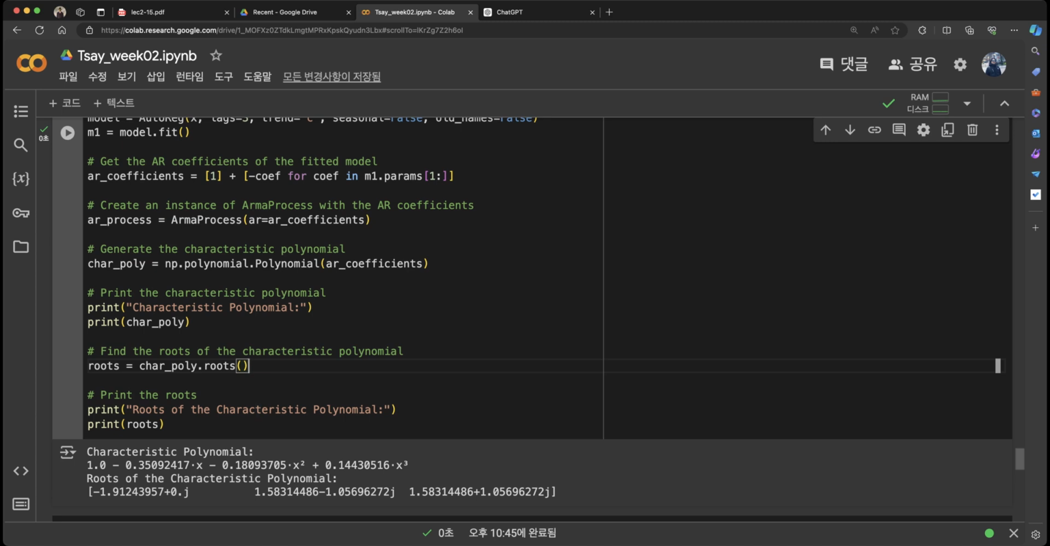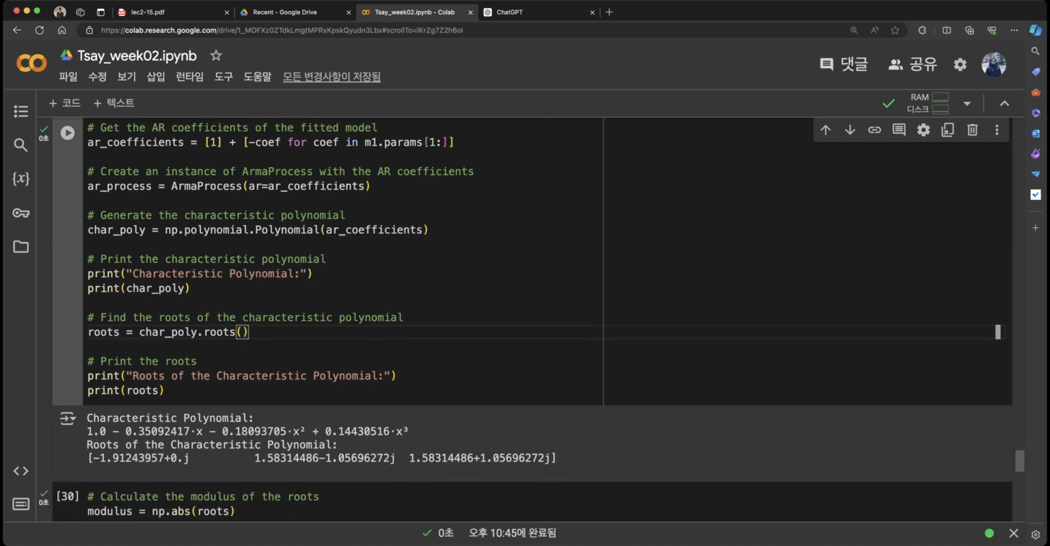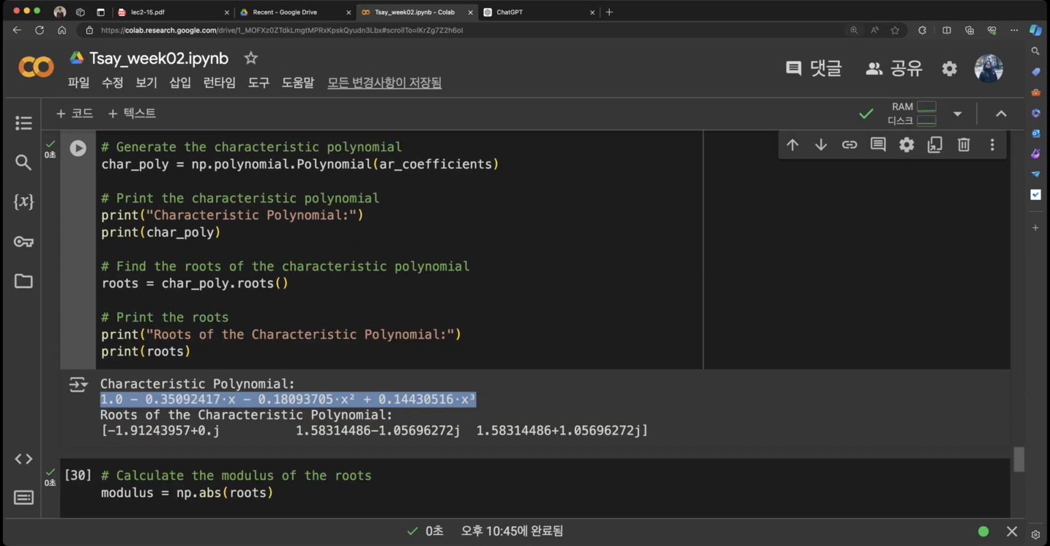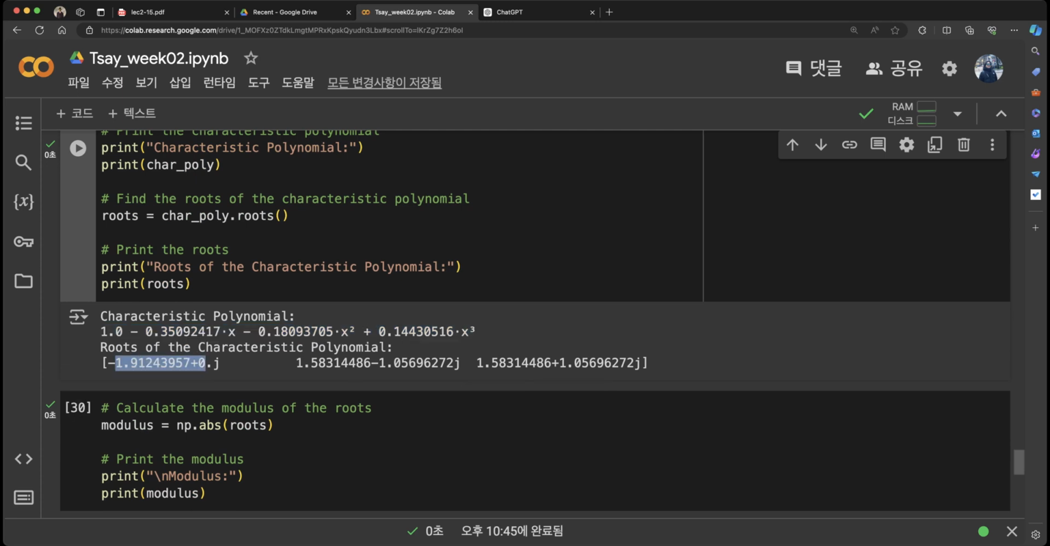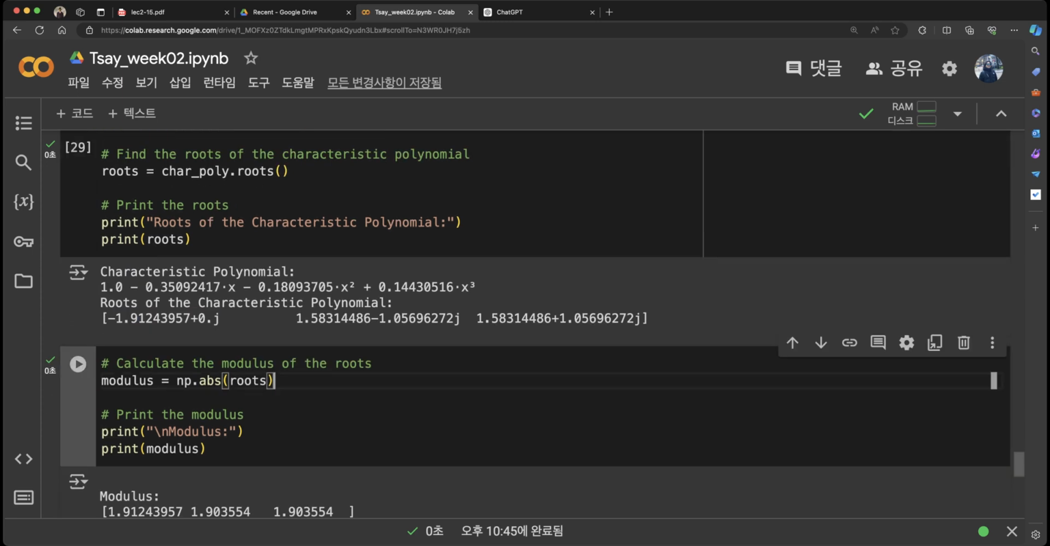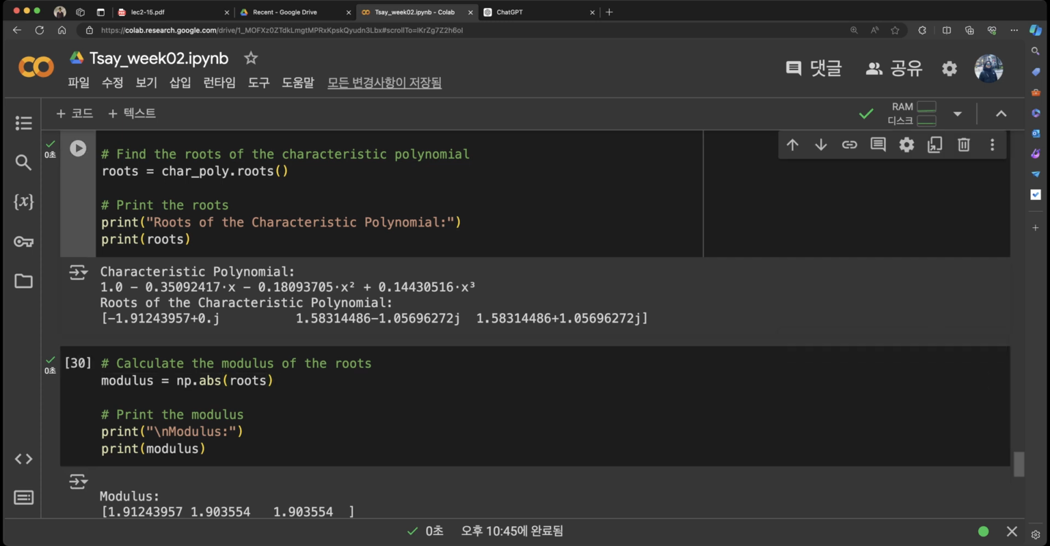The characteristic polynomial is 1 minus 0.3x minus 0.18x squared and so on. Then we want to solve this. It is a third-order polynomial, therefore there should be three solutions: one real solution and two complex solutions. Now we want to get the modulus. In order to have a stable AR process, all of these solutions should be outside of the unit circle. This one is clearly outside of the unit circle.